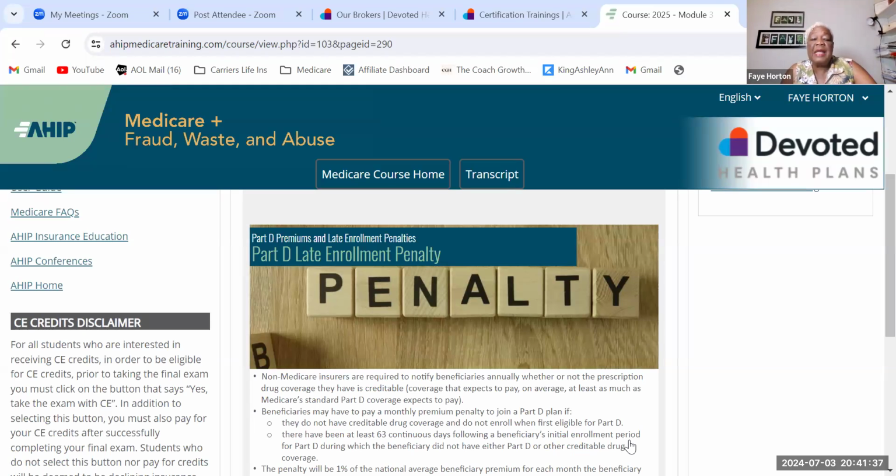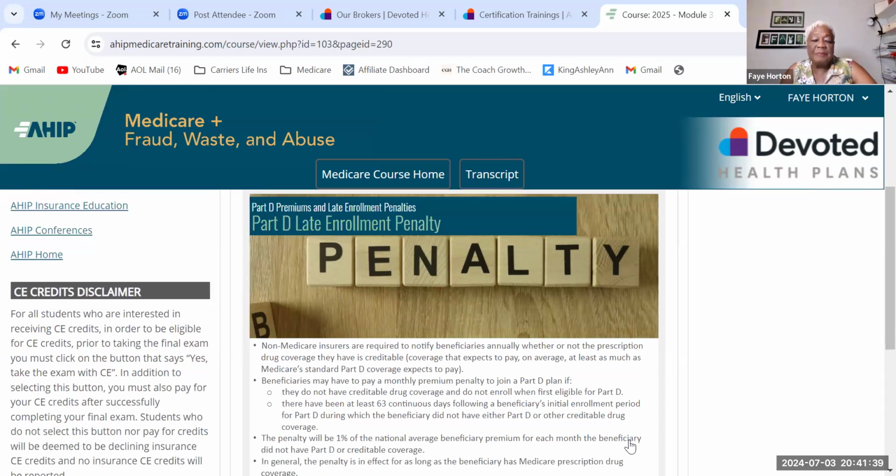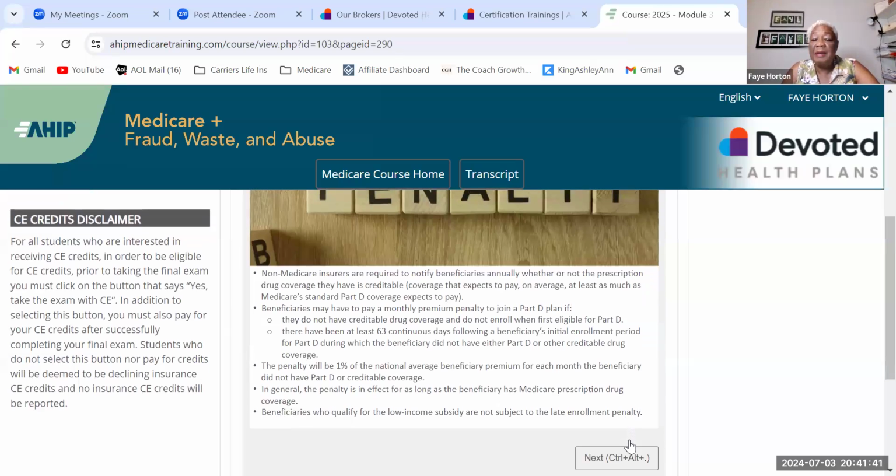Part D premiums and late enrollment penalties. Non-Medicare insurers are required to notify beneficiaries annually whether or not the prescription drug coverage they have is creditable. Creditable coverage is coverage that expects to pay on average at least as much as Medicare's standard Part D coverage expects to pay.